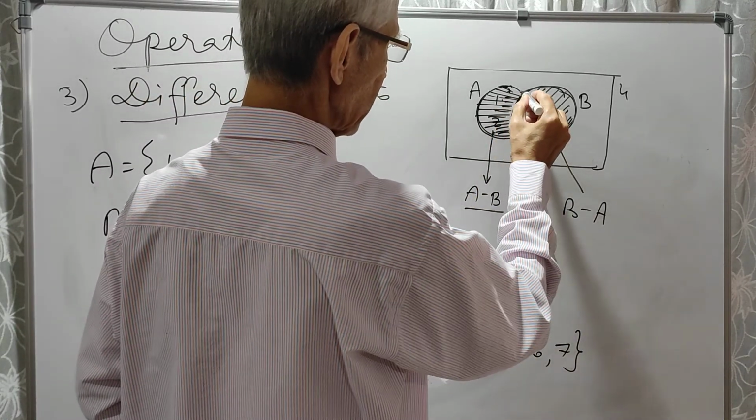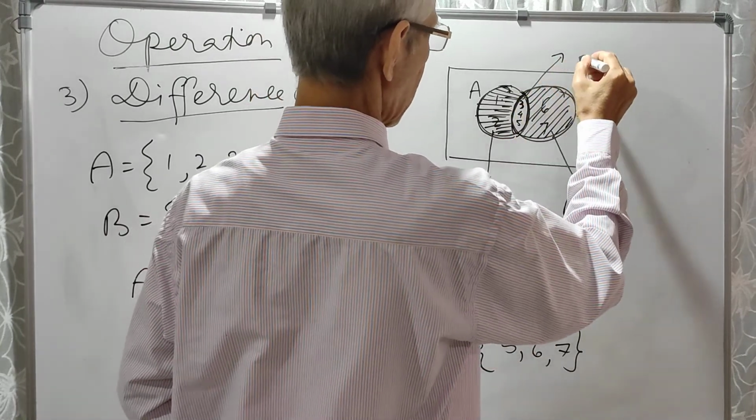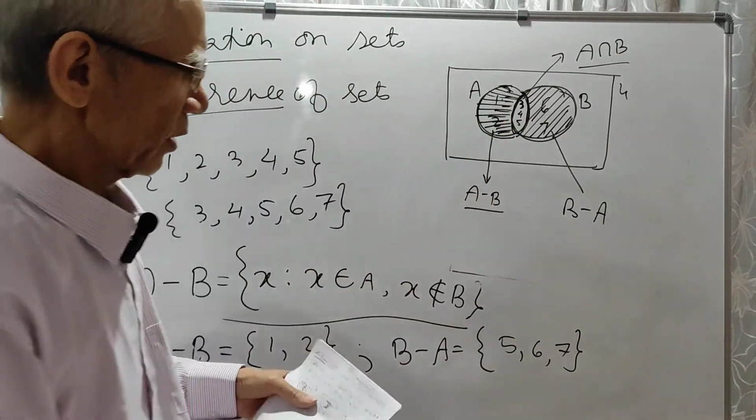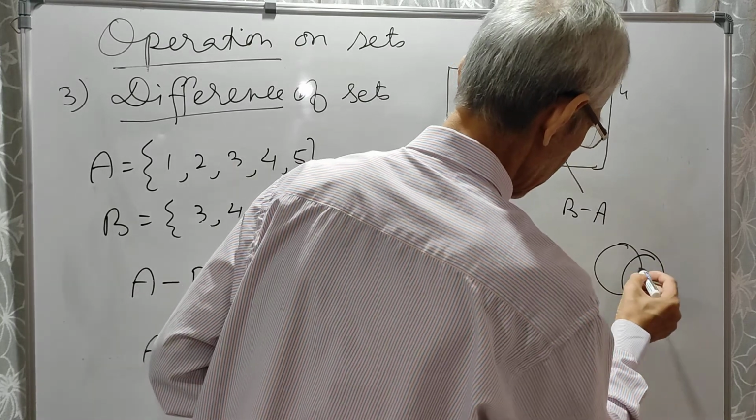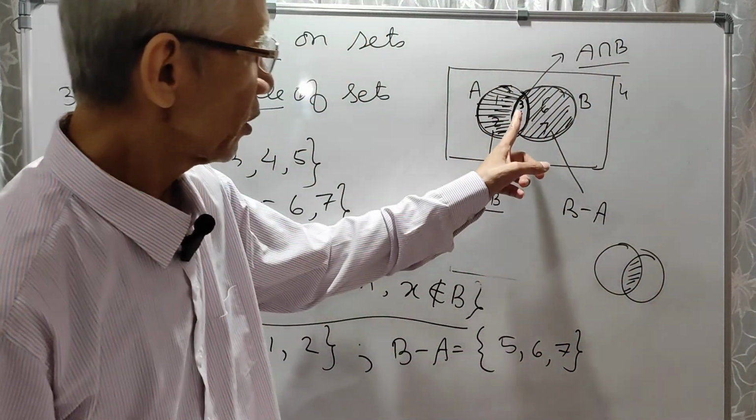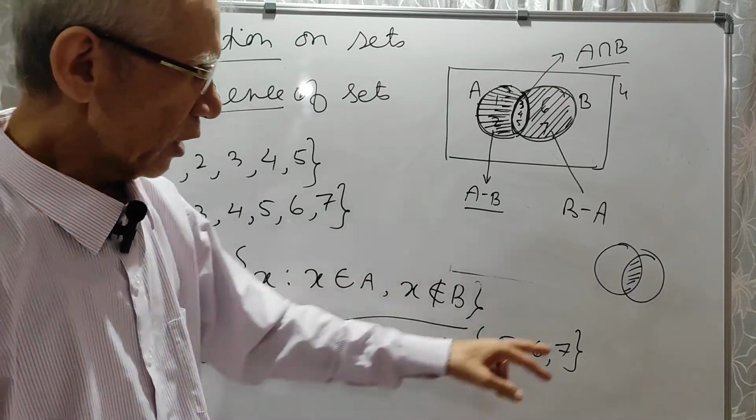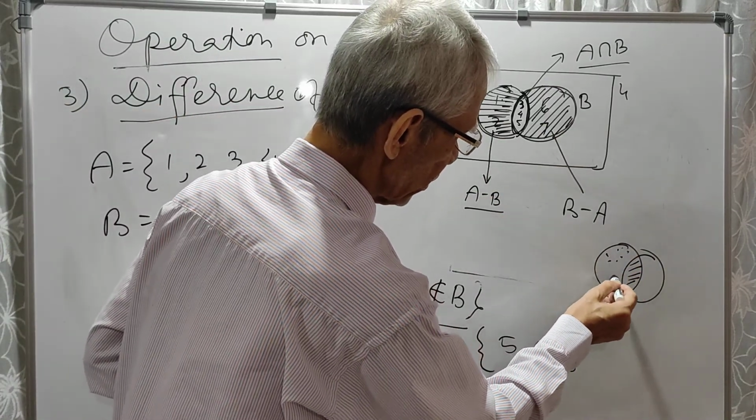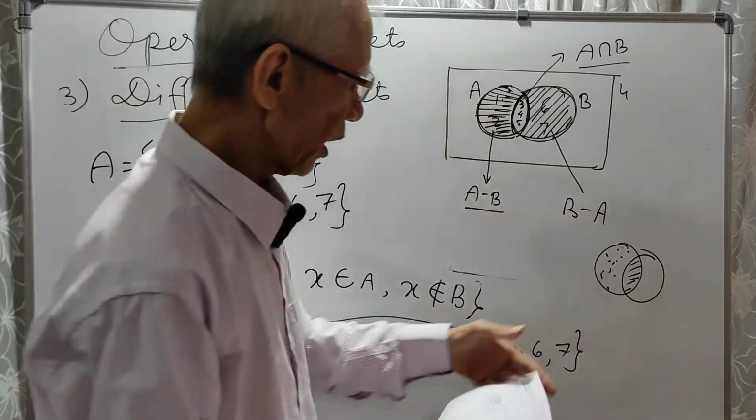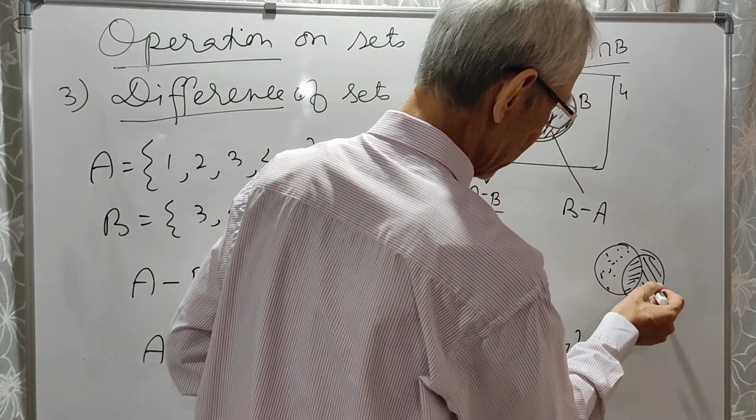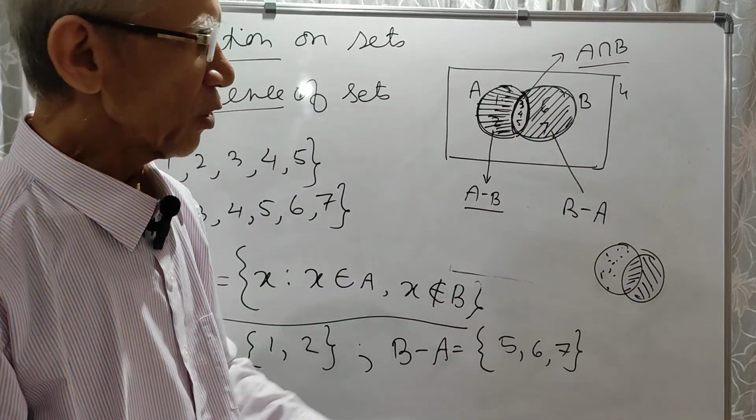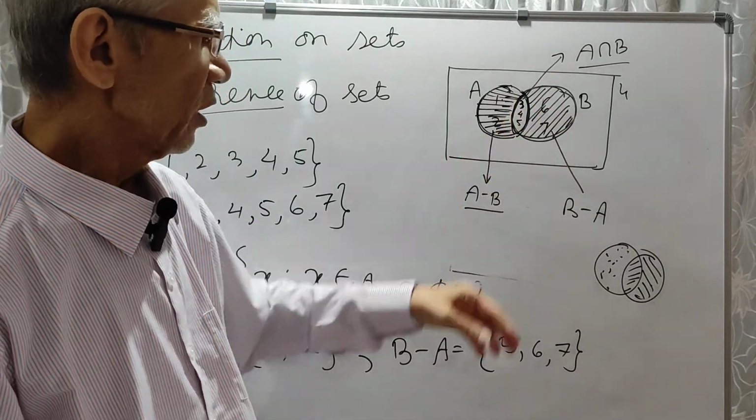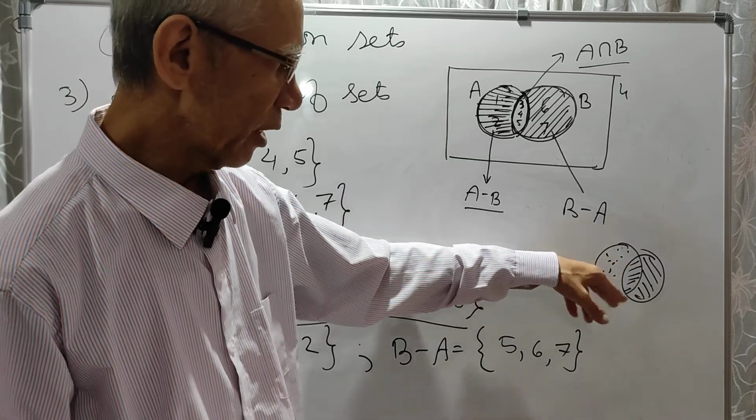Then what is this part? This is the common part, A intersection B. The middle portion is obviously A intersection B. Already we discussed A intersection B. And this left portion is A minus B, and this right portion is B minus A. So in the same diagram, you can represent these three: A minus B, B minus A, and A intersection B. I mean, in the exam, you have to shade separately.